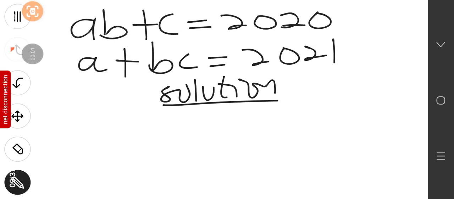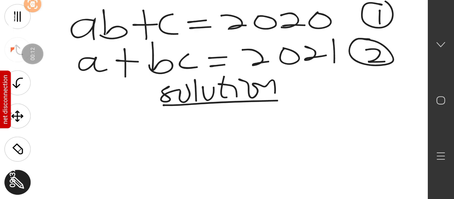We have AB plus C equals 2020. We have A plus BC equals 2021. Let's call the first equation 1 and the second equation 2. Now let's subtract equation 1 from equation 2.